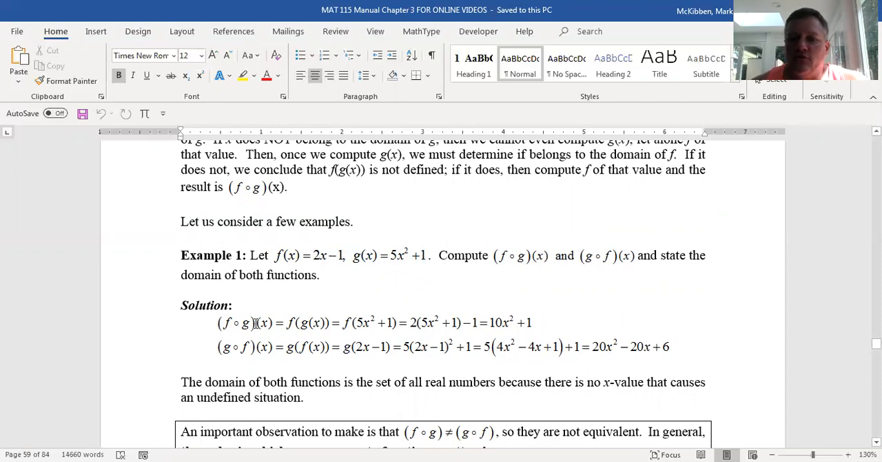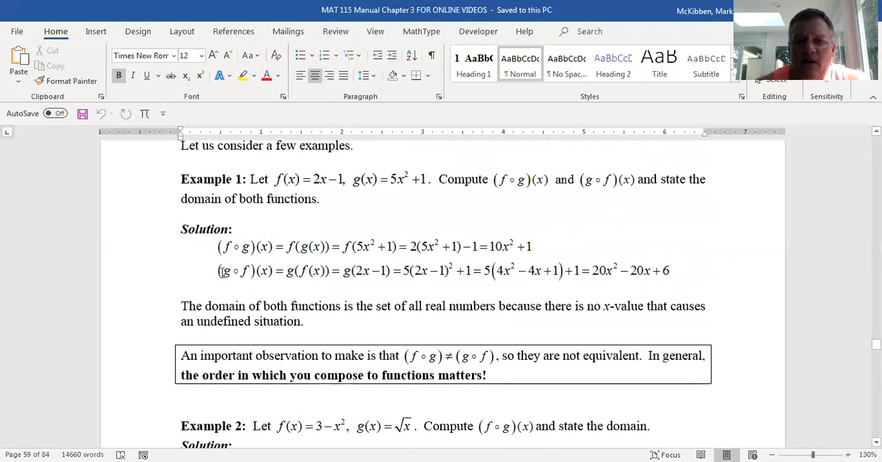So first, f circle g of x is f of g of x. And what does that mean? Well, whatever's in the parentheses, I'm putting in for the input into f. And so what I'm putting in the parentheses is the formula for g of x, which is 5x squared plus 1. But f of that is just 2 times (5x squared plus 1) minus 1. Right? So I'm literally plugging that in for my x in the formula for f. And then once you have that, you can simplify it like you normally would. Distribute the 2 through and then add like terms.